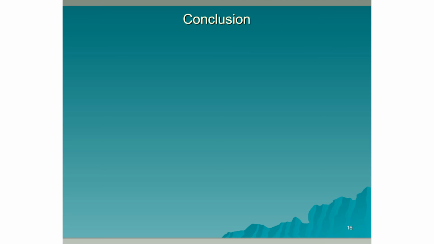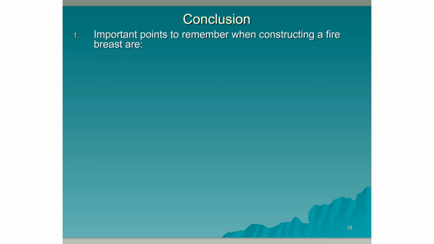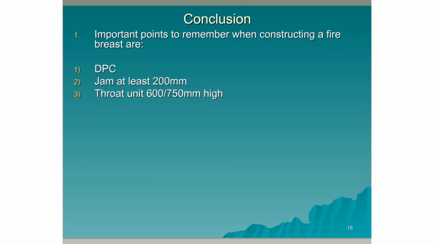In conclusion, important points to remember when constructing a fire breast are your DPC, which needs to be placed under each pier of the fire breast before you start building. The jamb on either side of the fire opening has to be at least 200 mm thick. The throat unit should be between 600 and 750 mm high off the constructional hearth.